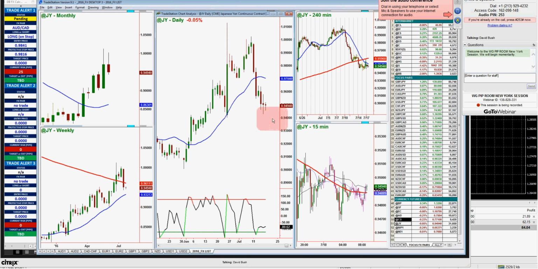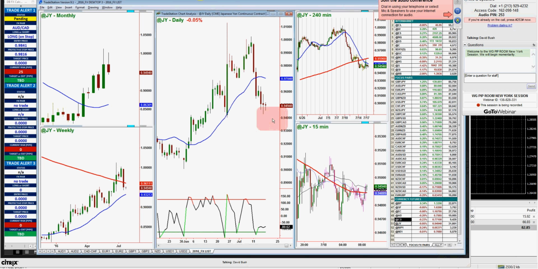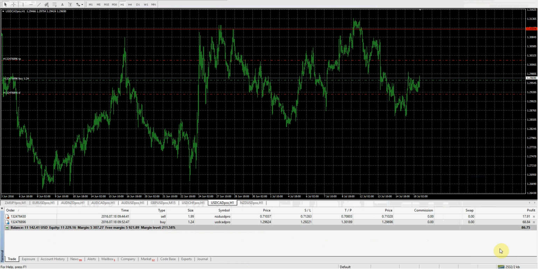Hey folks, today is July the 18th. It's currently 8:52 in the morning. Right now we're in the FX Simplifier trade room, as you guys can see here. And under that, we have our MT4 chart.